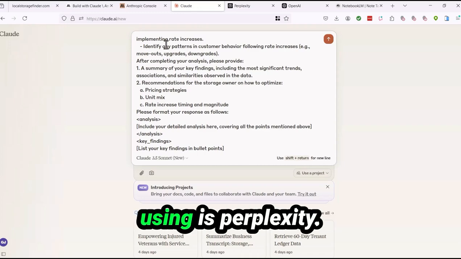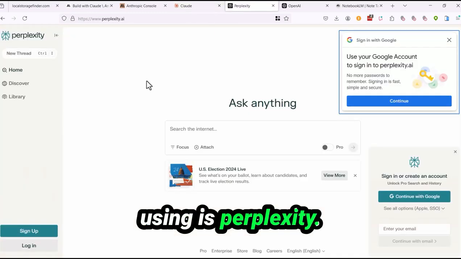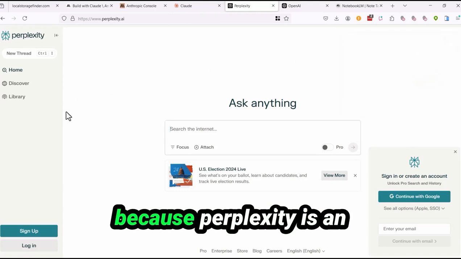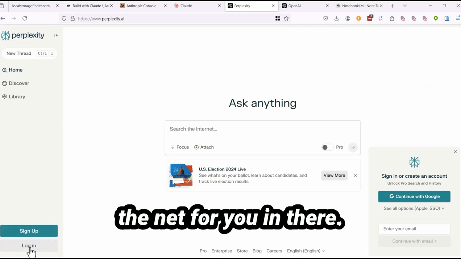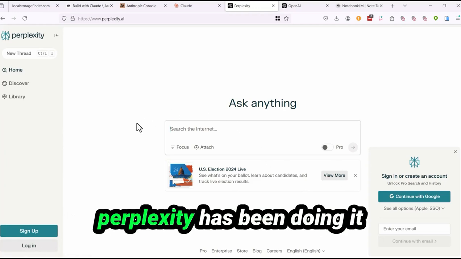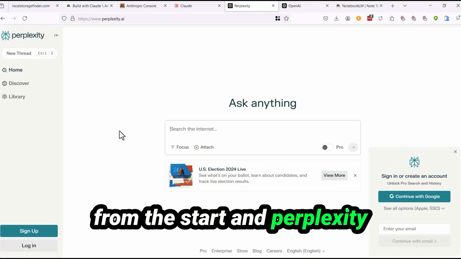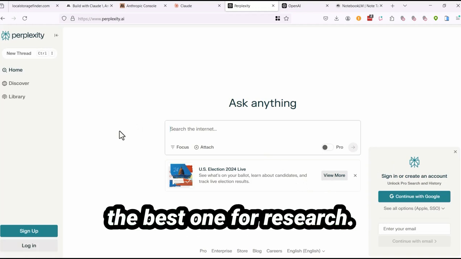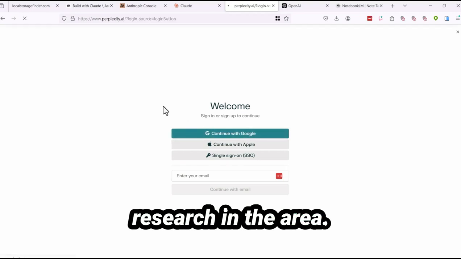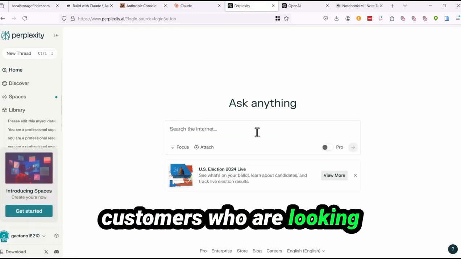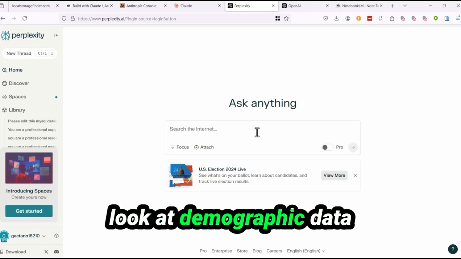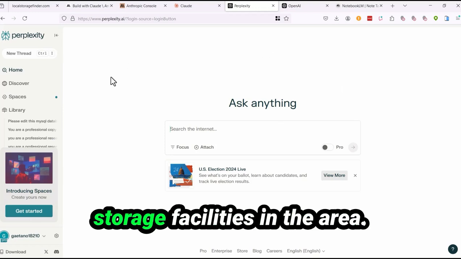So the next AI that we're using is Perplexity. Perplexity is pretty much Google search running a little bit here, because Perplexity is an AI that will actually search the net for you. ChatGPT and a couple of other ones just came out with this feature, but Perplexity has been doing it from the start. And Perplexity is by far, in my opinion, the best one for research. What I like to use Perplexity for is research in the area. I've got several customers who are looking to buy new facilities, and I'll use Perplexity to look at demographic data and then search how many storage facilities are in the area.